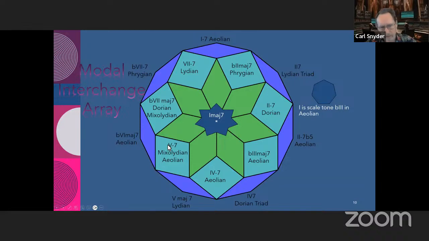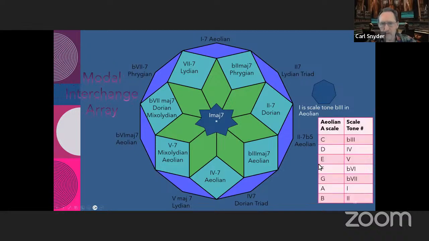In dominant minor 5, minor 7, you get Mixolydian or Aeolian. Maybe this helps clarify that. So we're assuming that C is flat 3 if we're in Aeolian. C, D, E, F, G, A, B is the scale in Aeolian, right? In which A is 1, therefore C is flat 3.